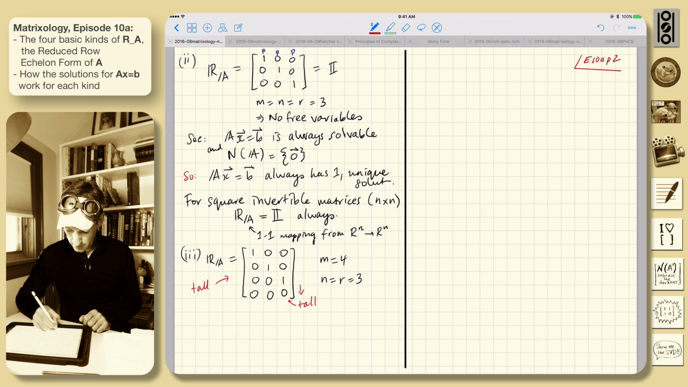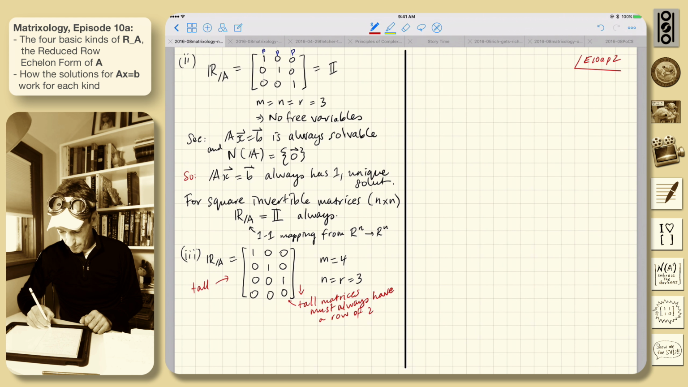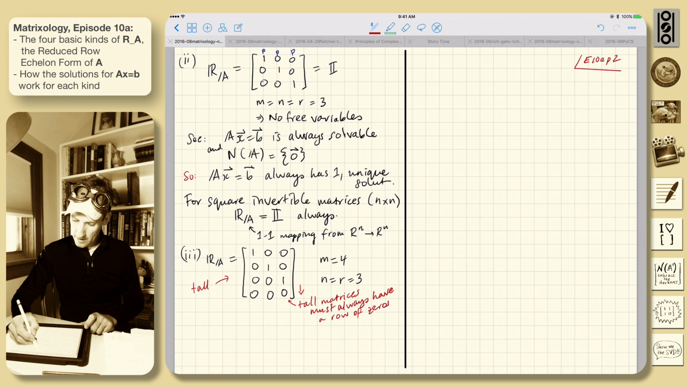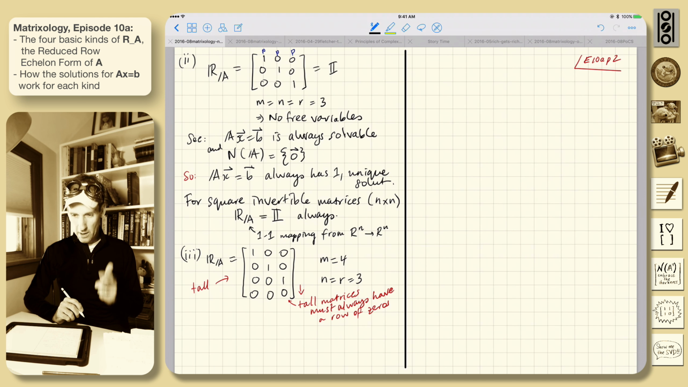So tall matrices must always have a row of zeros, which means it's possible to have no solution. Have a row of zeros, right? One or more, depending on the size and so on. So this is the things we have here. There are no free variables, but it's possible there's no solution.